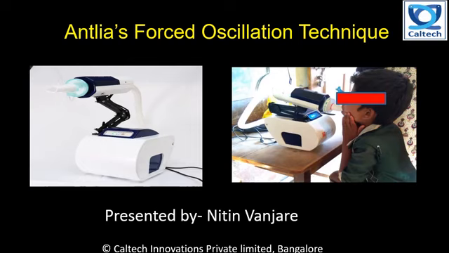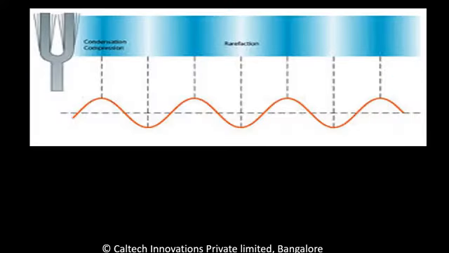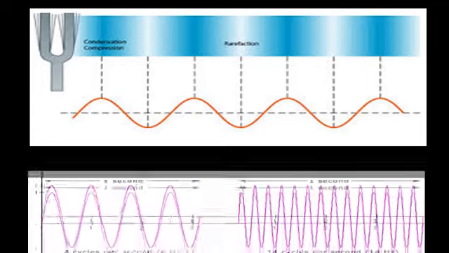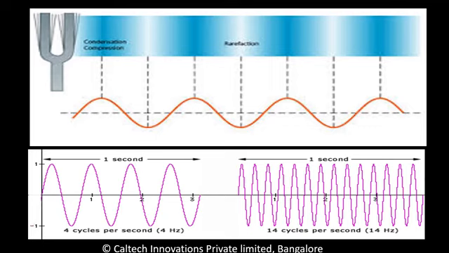As the name suggests, this technique uses oscillations or sound waves to study the lung function. Now let's talk about what sound waves and frequencies are. This is a tuning fork, and I'm sure every one of you must have done this experiment in school. When you hit this tuning fork on a solid surface, it produces waves of different frequencies. Now these waves are nothing but compression and rarefaction of airway molecules.